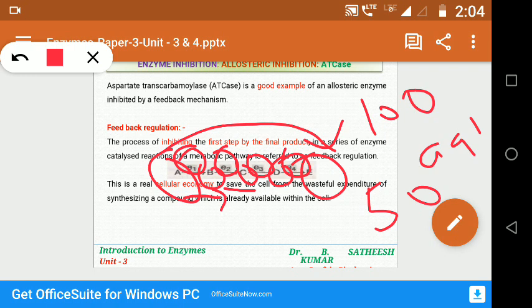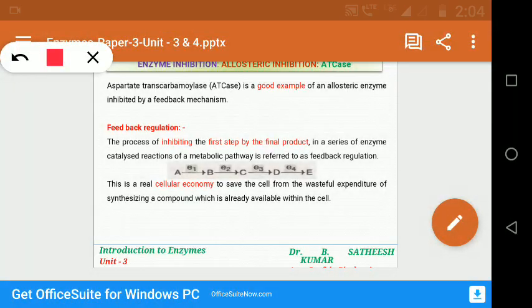If the cell is having only 50 molecules, it is short of the required amount. So therefore it must synthesize the 50 molecules of amino acids. In this case, what happens? The precursor is converted to B, then C, D, E. So the entire metabolic pathway goes smoothly as the amino acid synthesis is necessary.